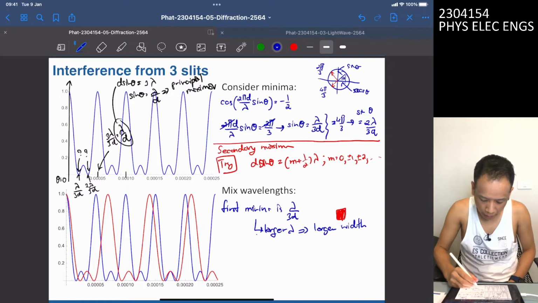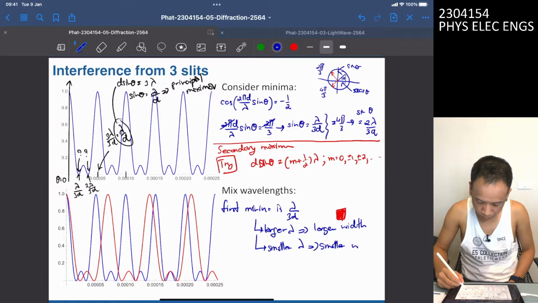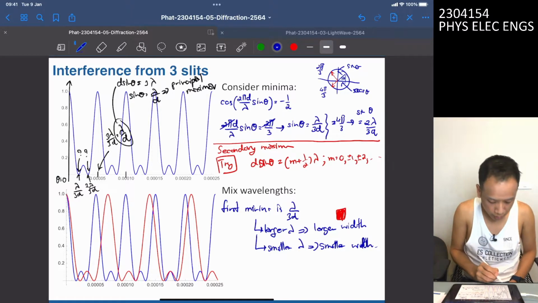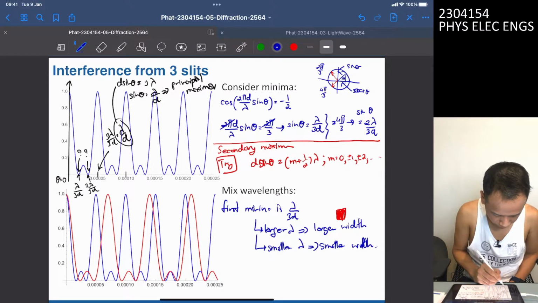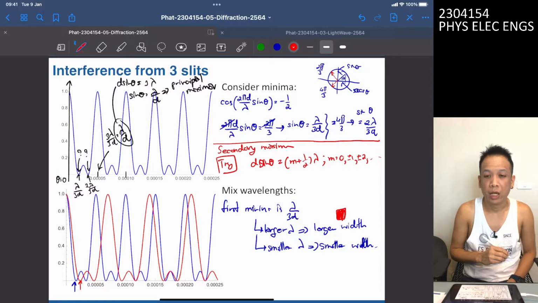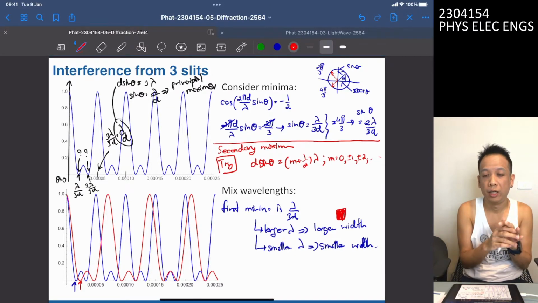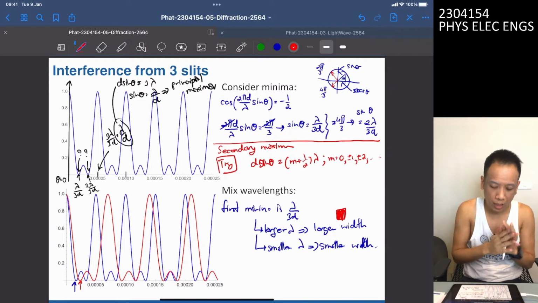And smaller lambda, smaller width, right? You see that the width of the blue light is smaller than that of the red light. Okay, this is coming from the single source. Let's assume it's white light, and now it has the components.